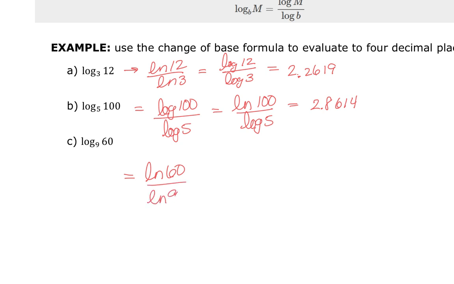And then my very last one is I'm going to write this as the natural log of 60 over the natural log of 9, which could be written as the log of 60 divided by the log of 9. Either way, it does not matter. So I'm going to put this in my calculator right now. I'm going to get 1.8634. And that's it for this video.